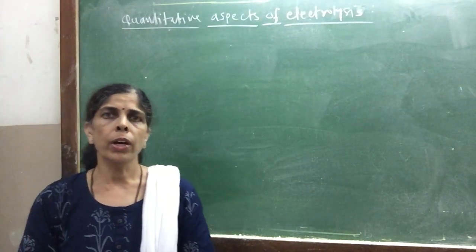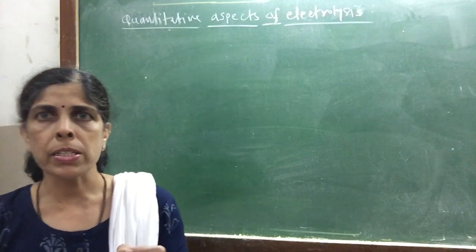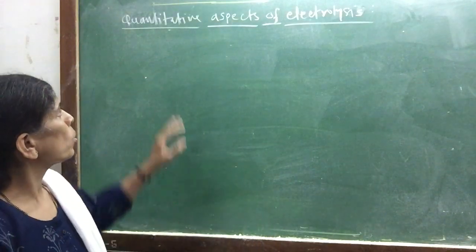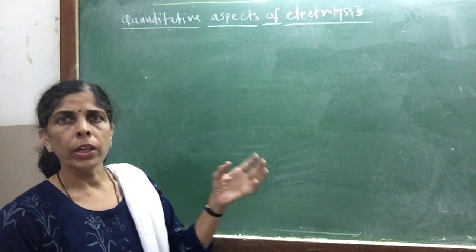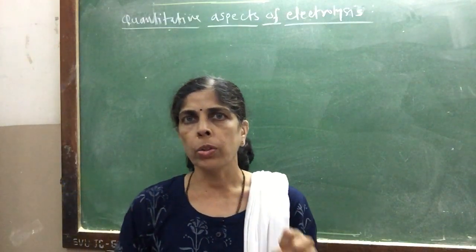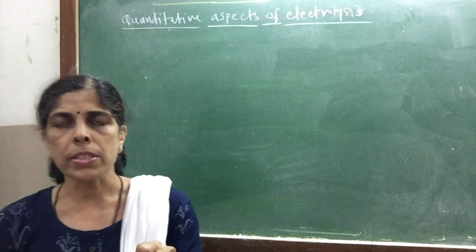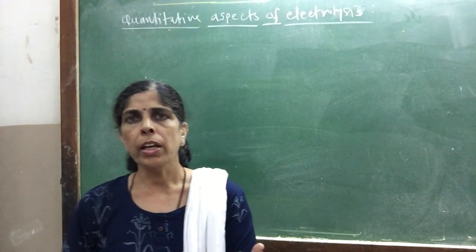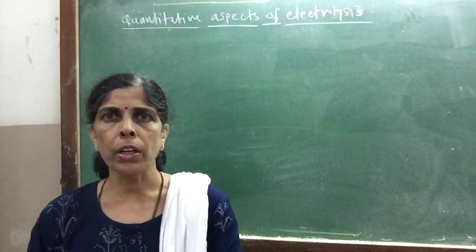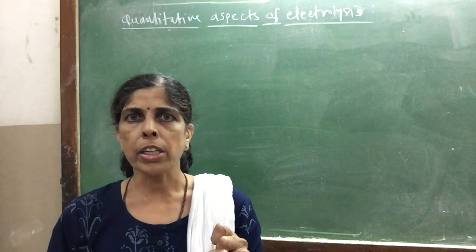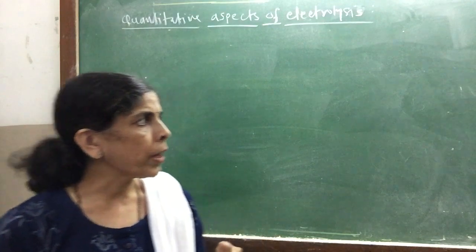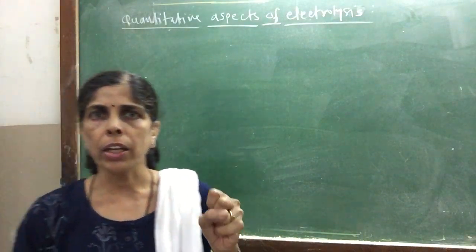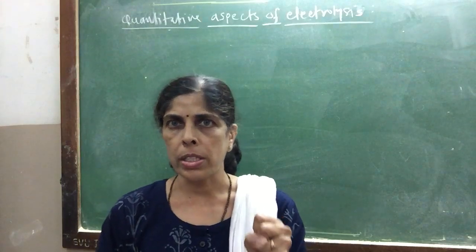Now in this video we are going to see quantitative aspects of electrolysis. Quantitative aspects of electrolysis means during electrolysis we have seen that at cathode and anode different substances are deposited. So how much substance is deposited at the particular electrode, particularly cathode, where reduction takes place, that can be obtained quantitatively. How much substance is deposited at cathode during electrolysis.